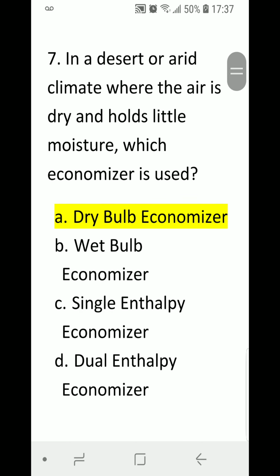Number 7. In a desert or arid climate where the air is dry and holds little moisture, which economizer is used? A. Dry bulb economizer. B. Wet bulb economizer. C. Single enthalpy economizer. D. Dual enthalpy economizer. Correct answer is A. Dry bulb economizer.